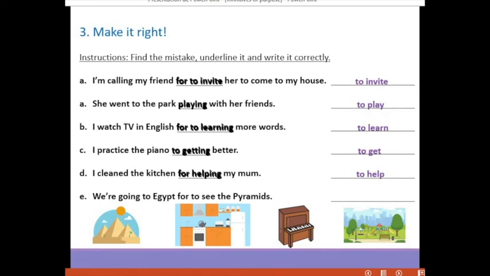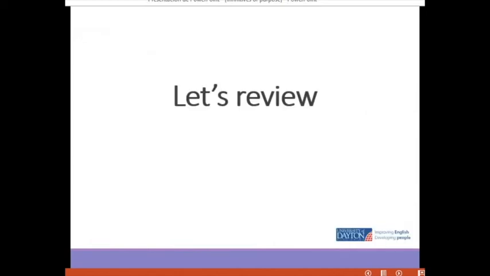Next, we are going to use it to see the pyramids. No, that is not correct. It's similar to the first one and to the third one. It's a similar problem. Yeah, great. Look, to see. That is not correct. The correct option is to see. Great, very good. So, now, let's review.